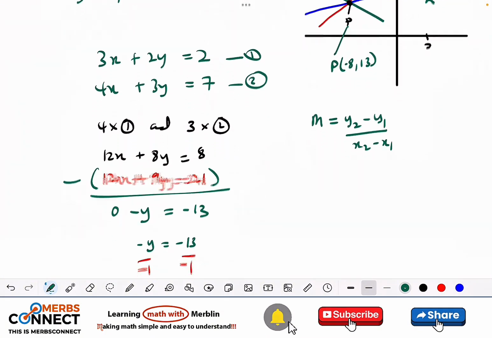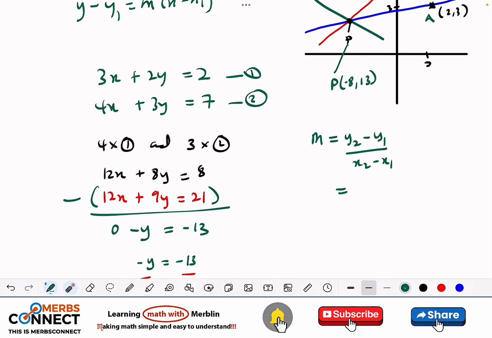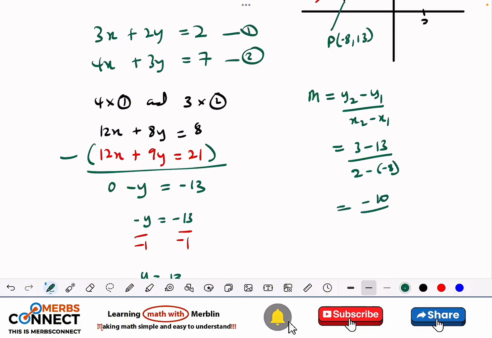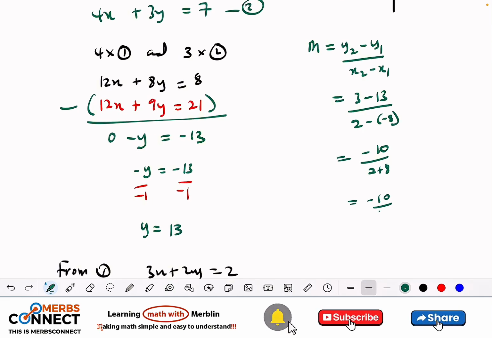So let's find the slope. Let's assume that this is the first coordinate, which is going to give us x1, y1, x2, y2. So we are going to have 3 minus 13 divided by 2 minus 8. So we are going to have minus 10 divided by 2 plus 8. And this is going to give us minus 10 divided by 10. Wow, this is nice. And we are having negative 1. Now that we are having negative 1, that is our slope.